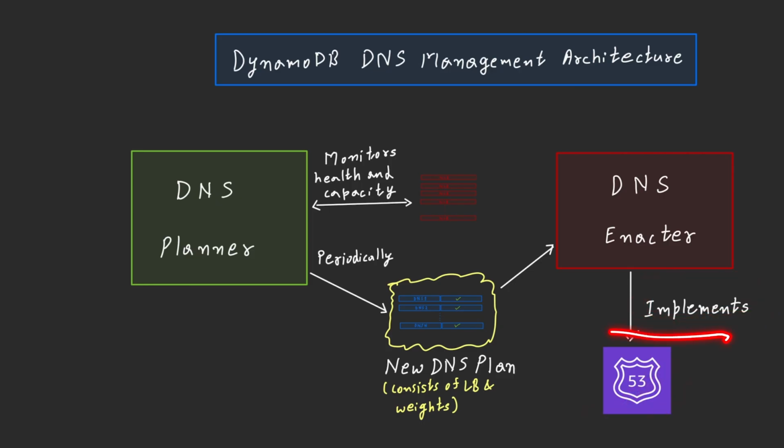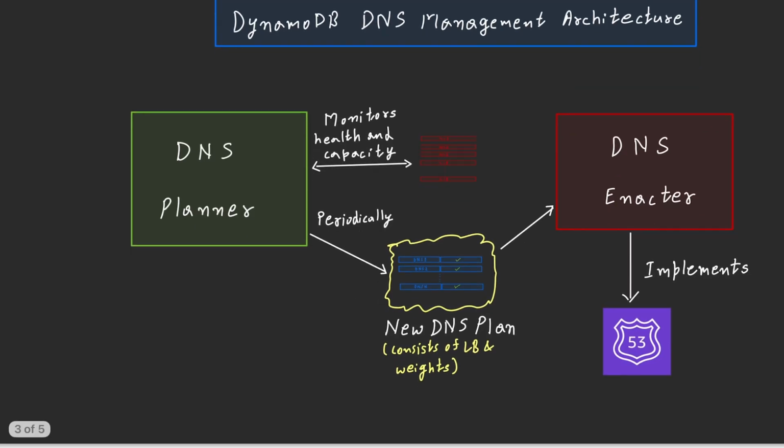Amazon Route 53 service, we already know, it is used to map DNS to servers, IPs, and Route 53 service is used to implement routing internally. So this new DNS plan is added in DNS and added by DNS enactor. Okay, let's move forward.